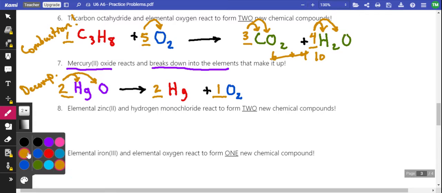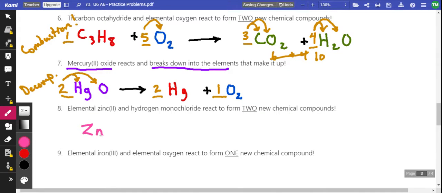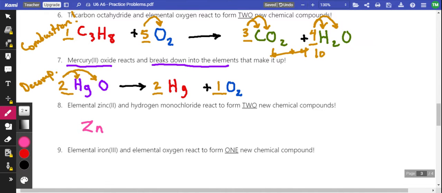Okay, well, elemental zinc, let's do red for this guy. Actually, let's do pink. So elemental zinc is just going to be Zn. Now that Roman numeral 2 is going to tell me the charge it's going to have in a compound, but on its own I can just leave it as is. So this is still just going to be zinc, and that Roman numeral 2 is going to come in handy in a bit here.